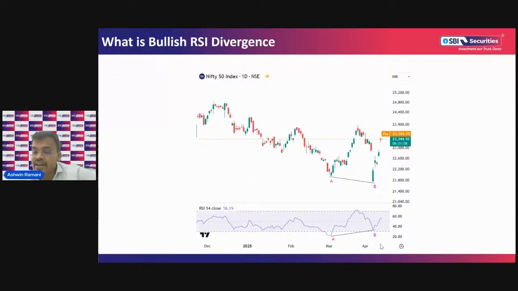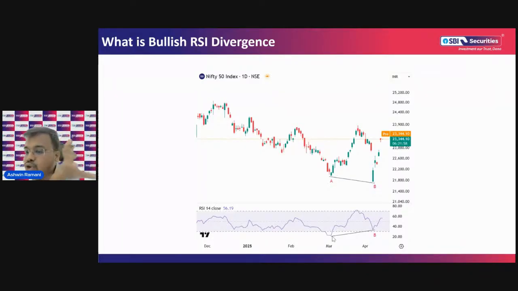But यहाँ पे क्या हो रहा है ना, यहाँ पे एक divergence दिख रहा है where the price has made lower low, but at the same time you see that the RSI has made higher low. मतलब ये जो second low है, it is higher than the first one. Now this is called as a bullish divergence.